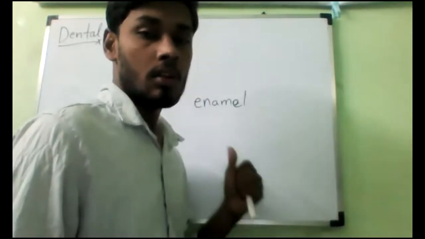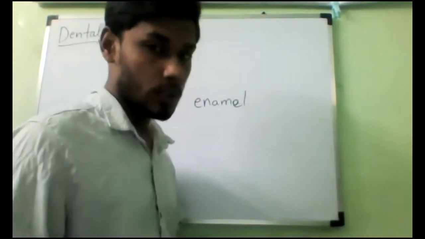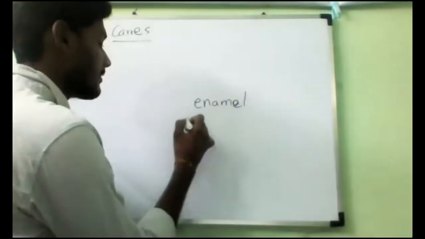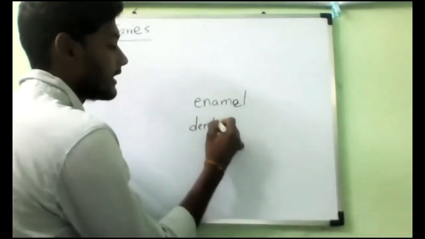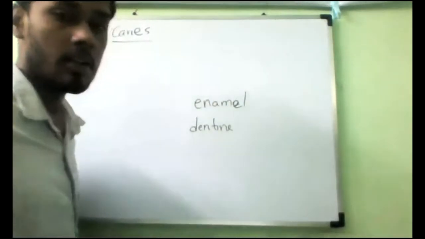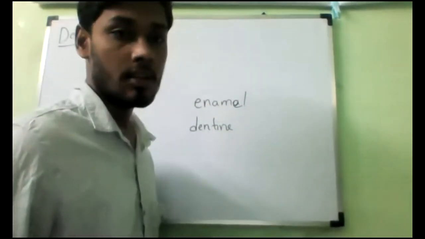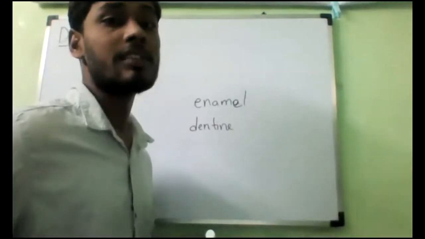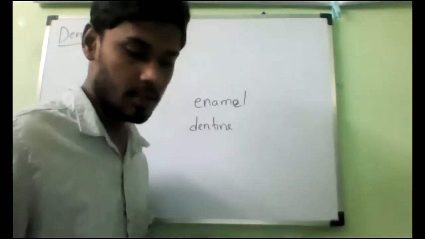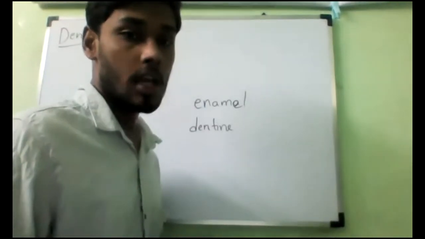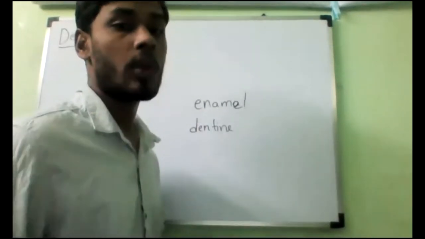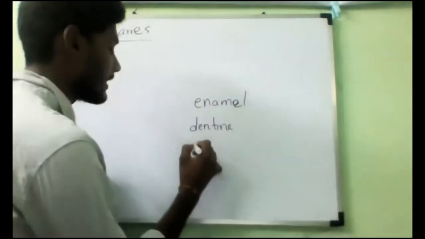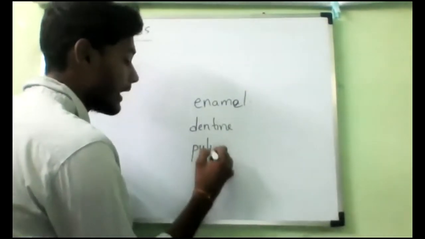Understand? The part of the tooth below the enamel is called dentine. What should we call it? Dentine. Now this dentine is similar to bone, almost like bone in hardness. Inside this dentine, we have a cavity called the pulp cavity. What should we call it? Pulp cavity.